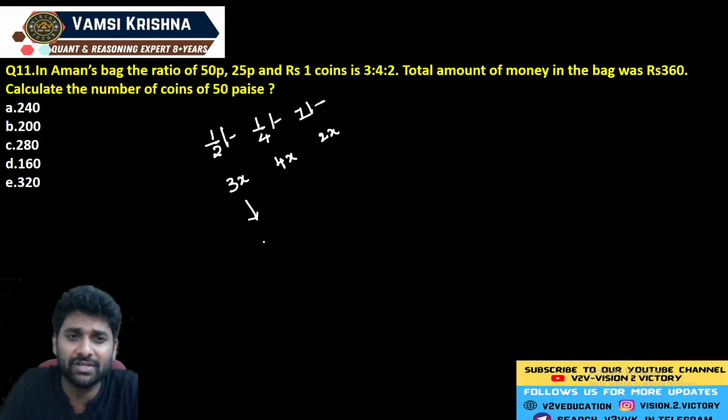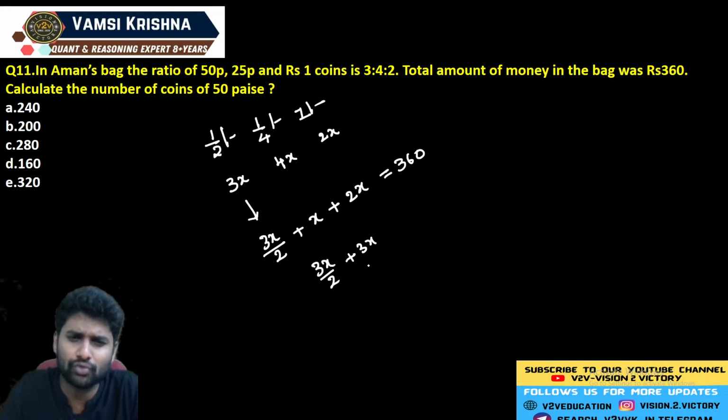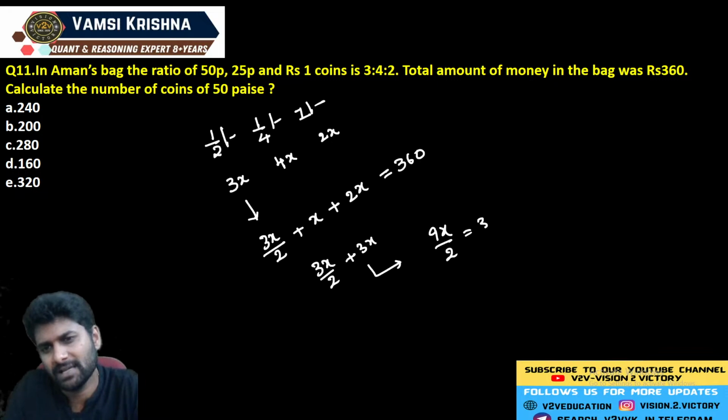Now what is the total value here? If 3x is multiplied by 1 by 2, it's a value of 3x by 2. If 4x is multiplied by 1 by 4, it's a value of x. And 2x is multiplied by 1, it's a value of 2x. Now the total value they already given, it's a 360. Now total value, see here 3x by 2. Don't go for two calculations. My understanding only I take step by step here. So it's a value of 9x by 2 and 360.